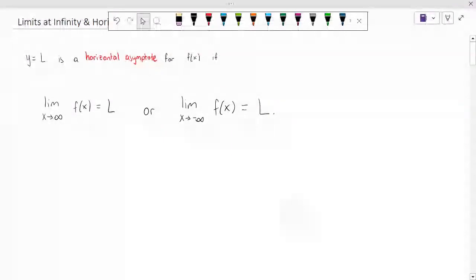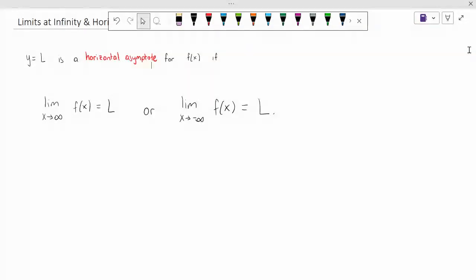This last topic that I have is limits at infinity and horizontal asymptotes, which is what's being covered by the menu of pens that I have at the top. Okay.